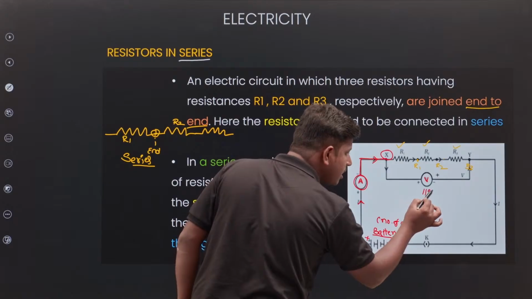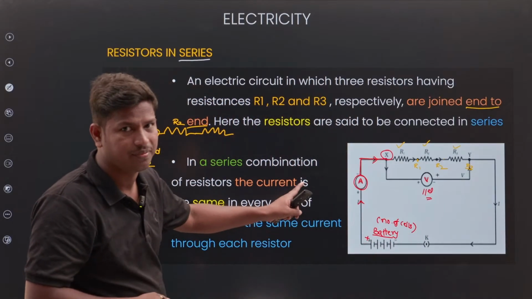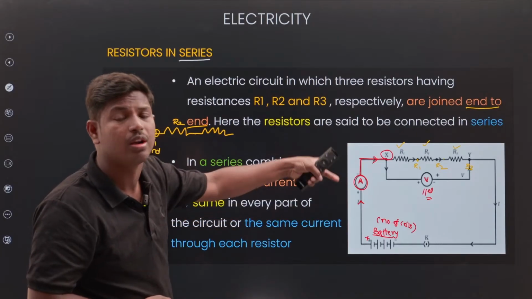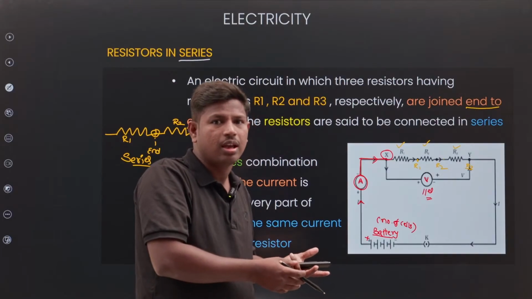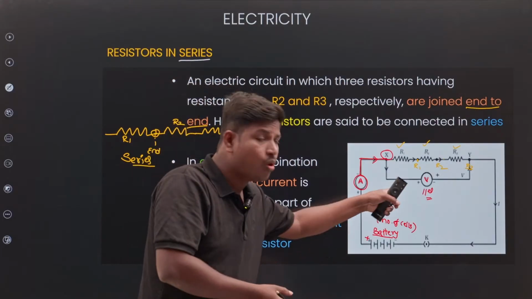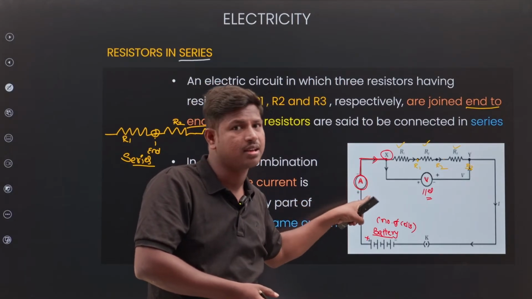The voltmeter is always connected in parallel. In the last class we also discussed the same thing, how we connect the ammeter and voltmeter. There may be a chance of being asked in the examination how the voltmeter and ammeter are connected in a circuit.